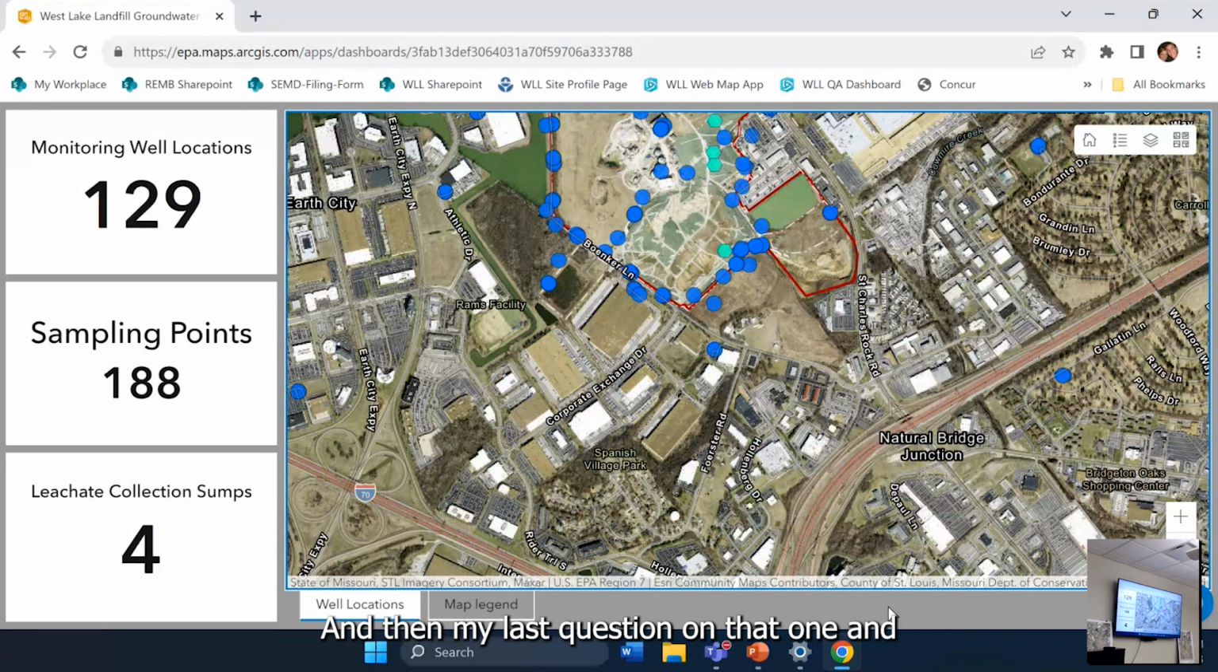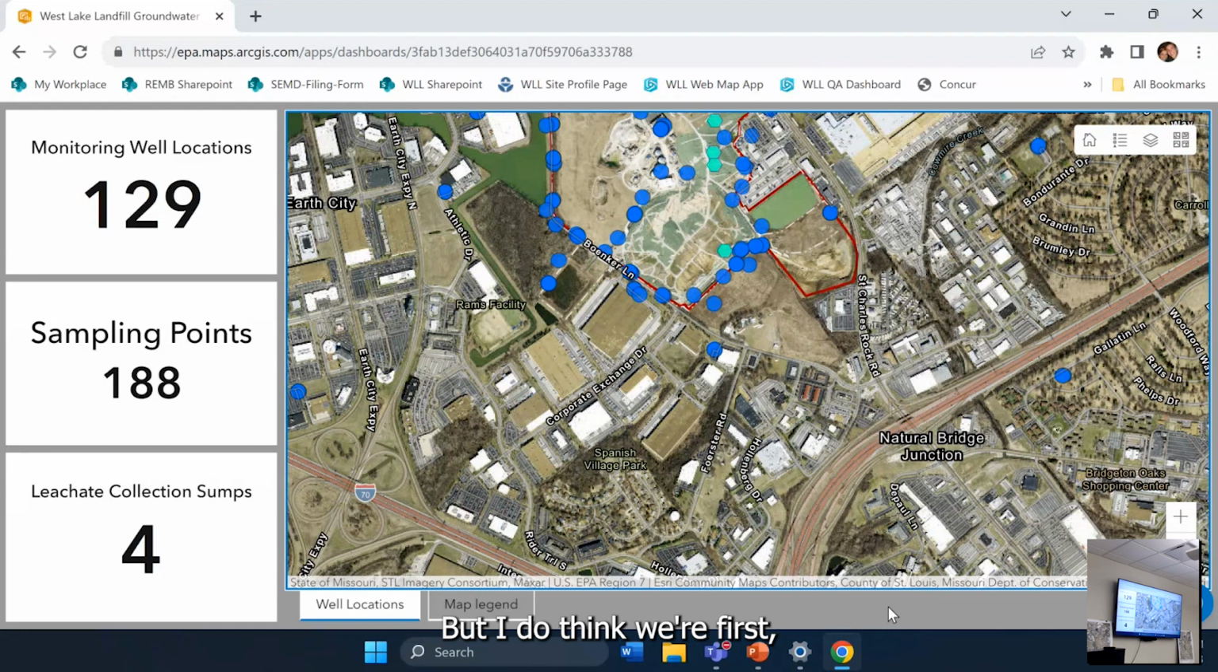And then my last question on that line is, again, I'm not trying to put you on the spot, but I think it was a great presentation, by the way. And I think you guys are doing a good job. Any guess on the time frame for this investigation to conclude? Let me put it this way. Are we talking decades or years? I don't have a time frame, but I'm guessing years.